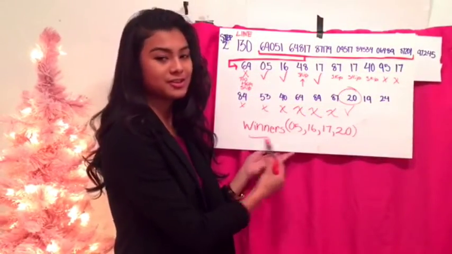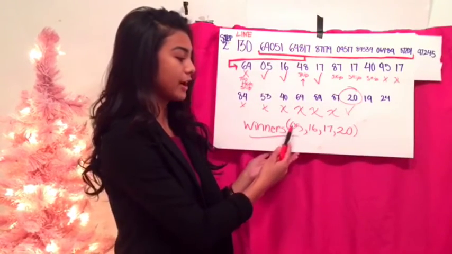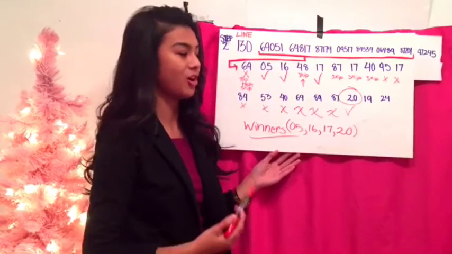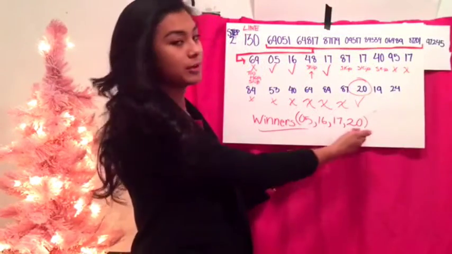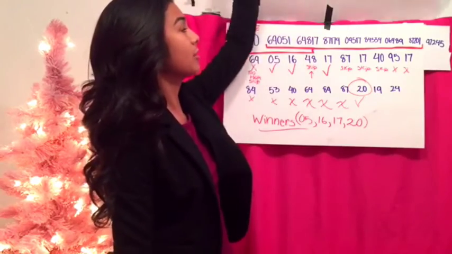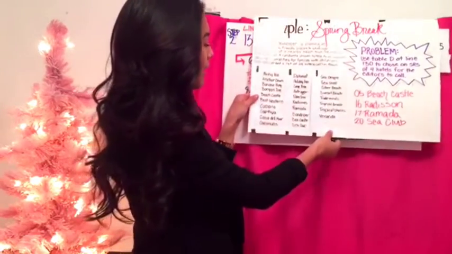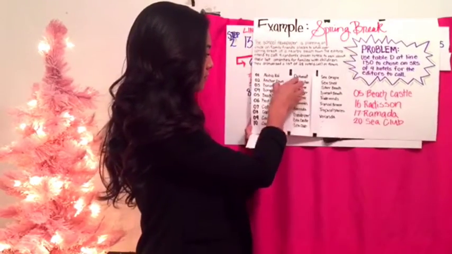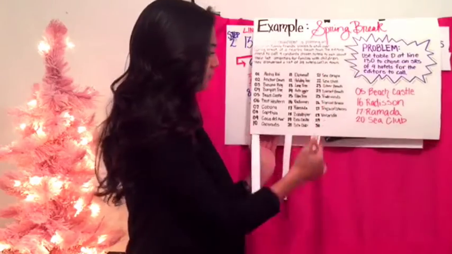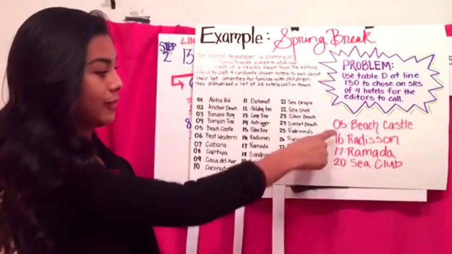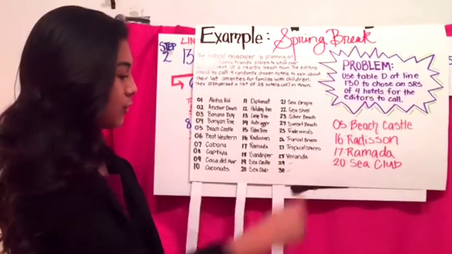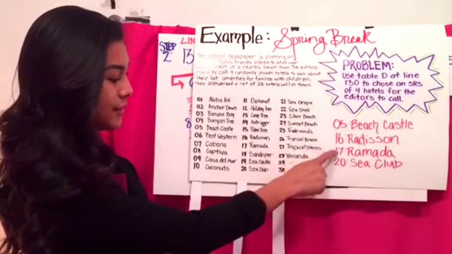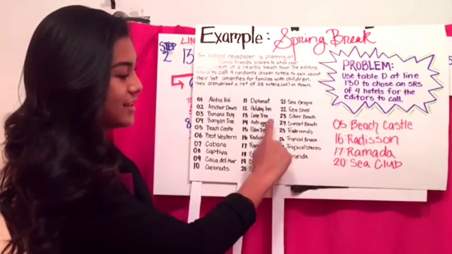Now that we have our winners, what we're going to do is find each assigned number and pick the hotels that are going to be called. So as we conclude, we have our winners, so we're going to go back to the original problem and find each hotel that correlates with the assigned number. So, number 5, 16, 17, and 20, which is 5, Beach Castle, 16, Radisson, 17, Ramada, and 20, Sea Club.